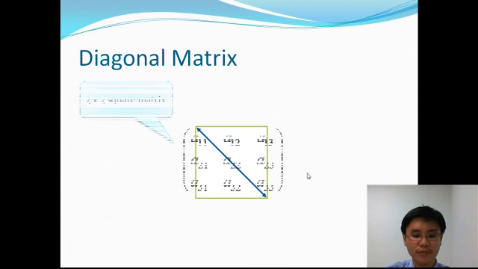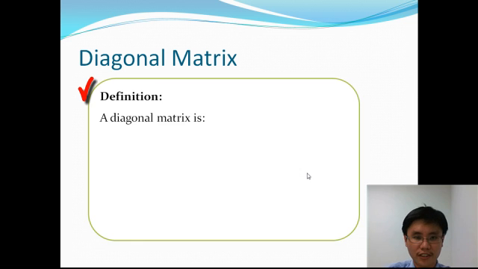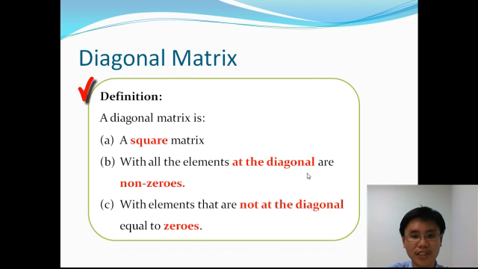If all the elements which do not lie on the diagonal are zeros, and all the elements at the diagonal are non-zeros, then you will have a 3 by 3 diagonal matrix. From the previous examples, we can say that a diagonal matrix is a square matrix with all the elements at the diagonal are non-zeros and with elements that are not at the diagonal equal to zeros.